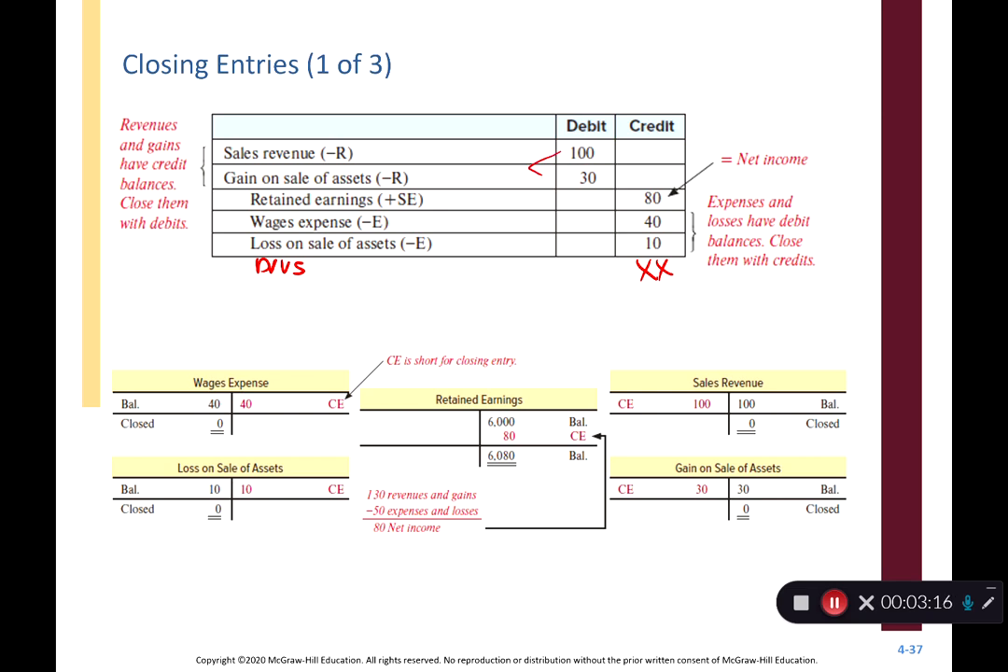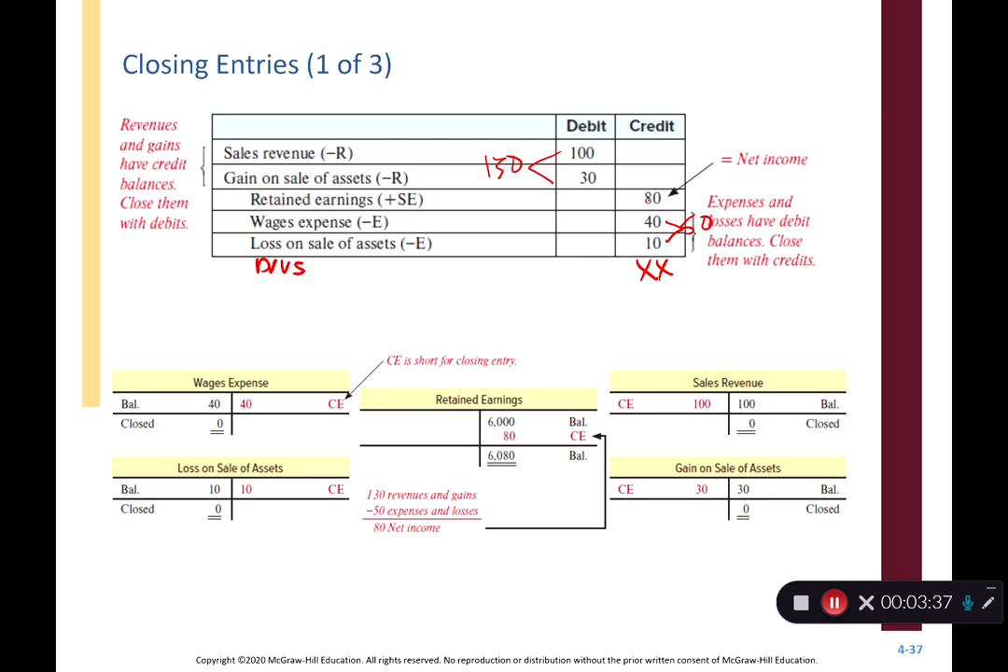So right now I have debits equal to 130, and then before my retained earnings, I've got 50 under my credit side. So that doesn't balance, and we can't have that in a journal entry. So the difference between 130 and 50 is that 80. So that is going to make my retained earnings balance.